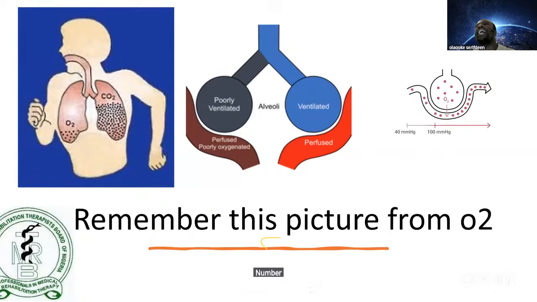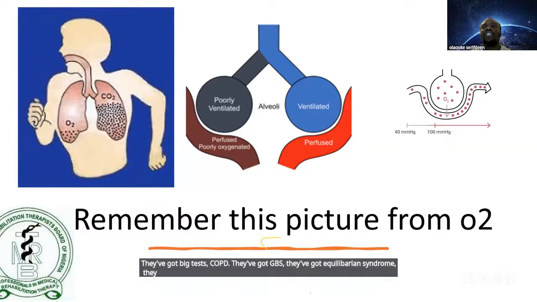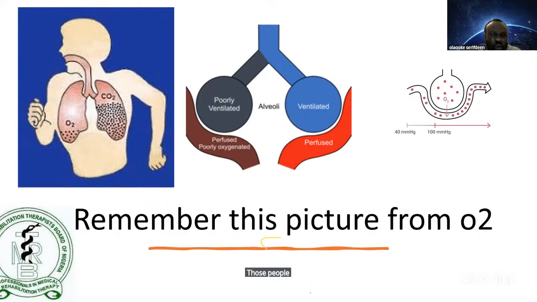Number 1, think of people that normally breathe very low. They've got a big chest, COPD. They've got GBS, Guillain-Barré syndrome. They've got motor neuron disease. They've got, what's it called now? Kyphoscoliosis. They've got all of those things. Chest deformity, anything.